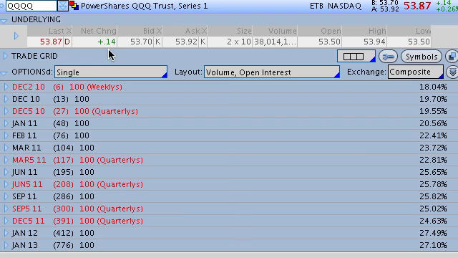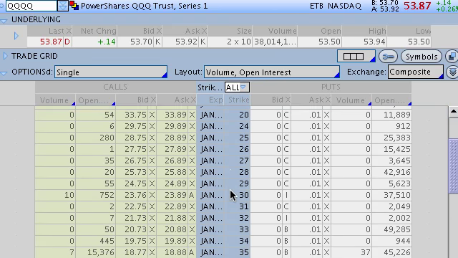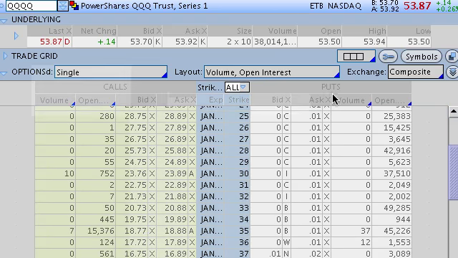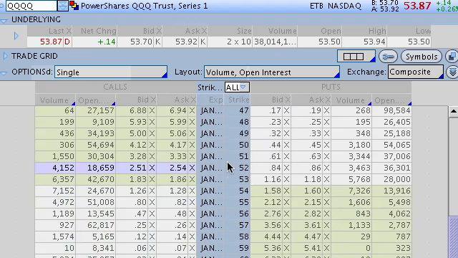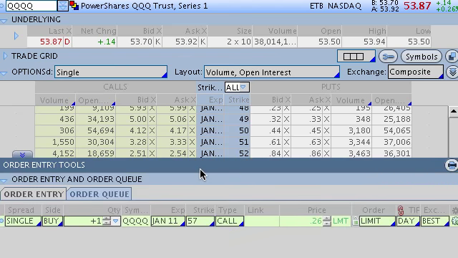on the day. Below here are all the different option expiration periods that we can trade on the Q. We're just going to select January for simplicity's sake. Then scroll down and you can see that the calls are on the left side and the puts are on the right side. Again, we're just going to pick one of these trades here. Let's say the January 57 strike call, and click the ask price to create a buy order.